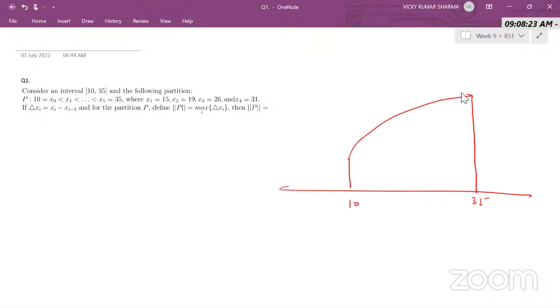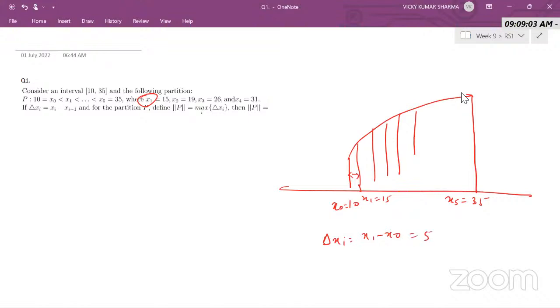Now you see, the partition says what? Whenever it says partition, that means this. X0 is 10, so this is my X0. And the last one is X5, which is 35. In between, I have X1, X2, X3, X4. Here they are saying X1 is 15. So can you tell me what is the width over here? Five, X1 minus X0. So this is basically delta Xi, delta x, which is 5.